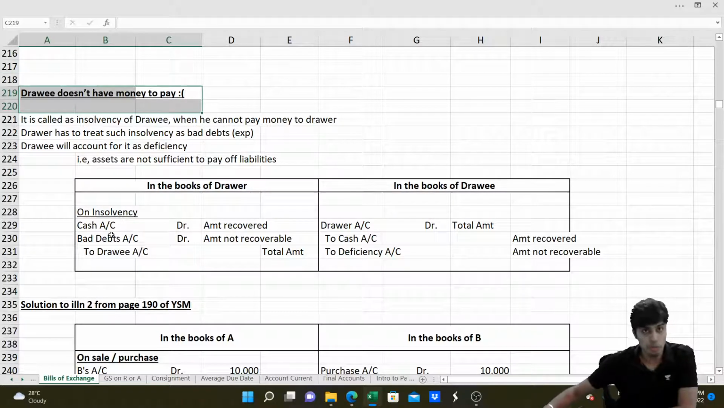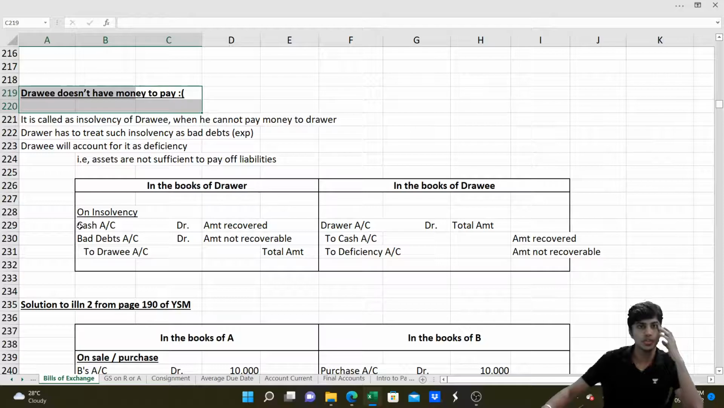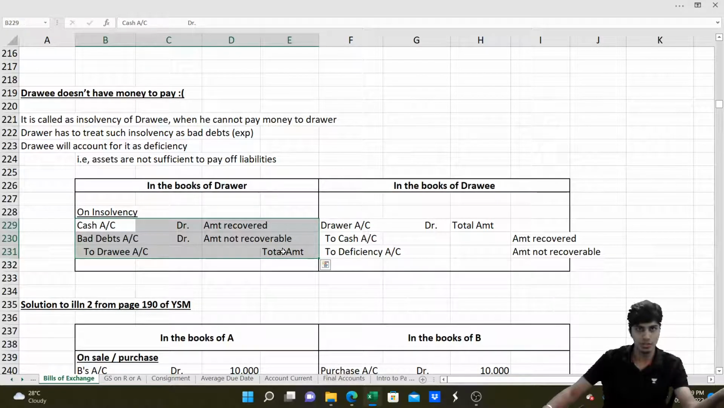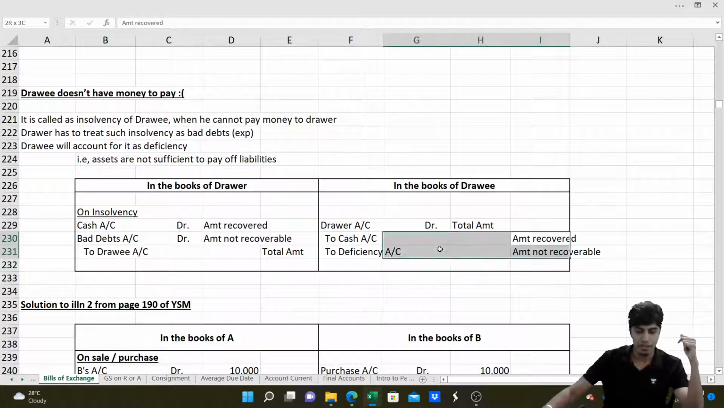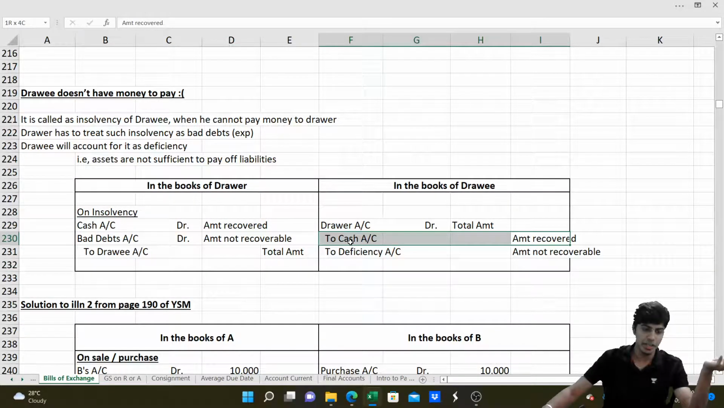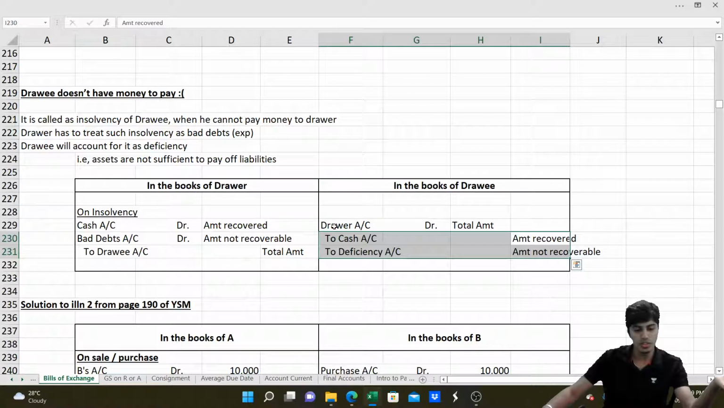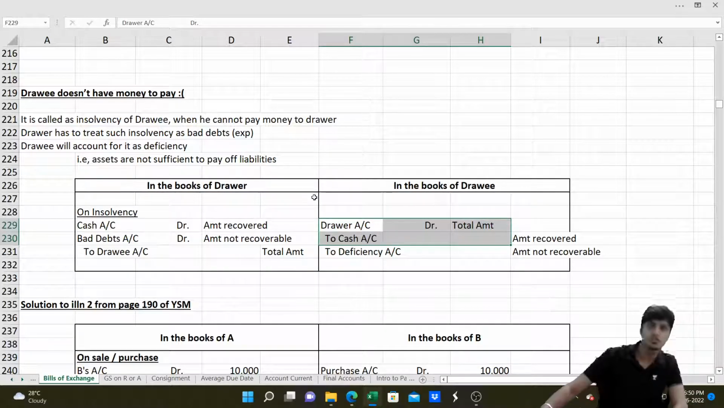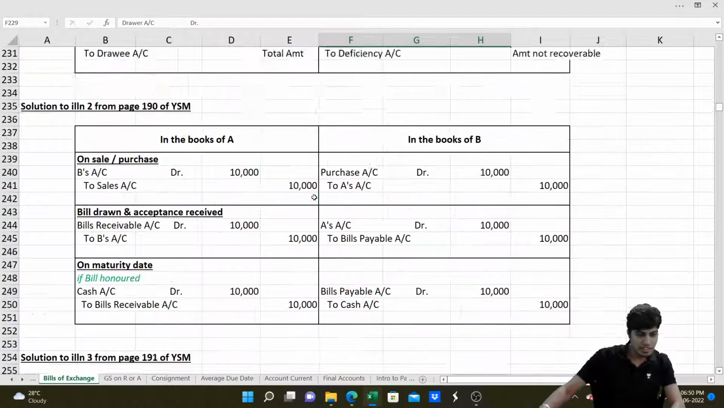Got it? So now I'm supposed to receive money. Assume that I'm supposed to receive 10,000 rupees from him. If I receive 6,000, I'll write cash account debit 6,000, that is the amount recovered. To the extent the amount is not recovered, it is debt that has turned bad, so I'll debit bad debt account. Credit my drawee with the total of 10,000. On the other hand, my drawee will write cash account credit, whatever he paid, 6,000. The 4,000 that he didn't pay he is going to write as deficiency account, and it is going to settle my debt of 10,000. Got it, guys? So this is the entry that we're going to write if the drawee doesn't have the money to pay. We covered this concept.